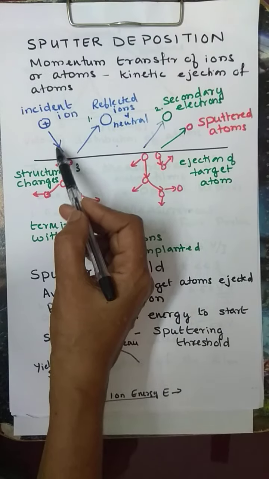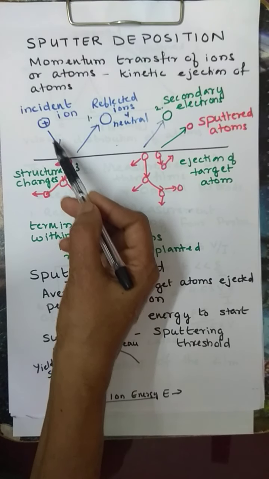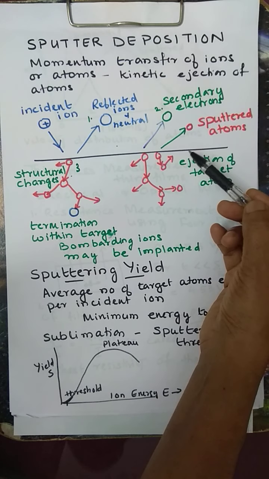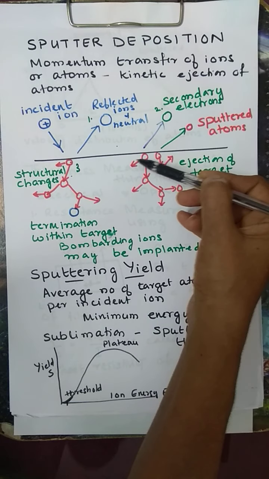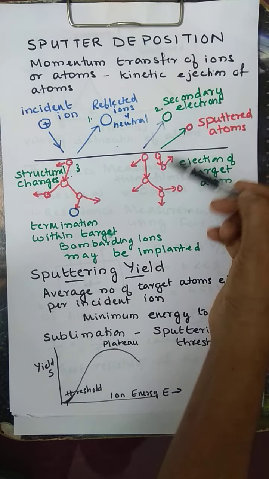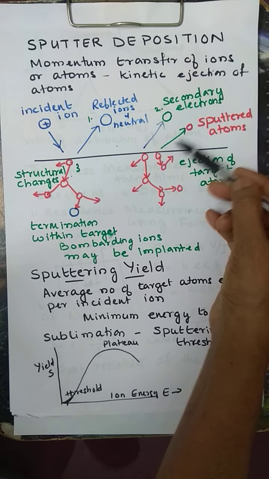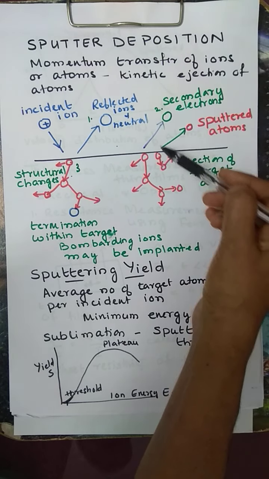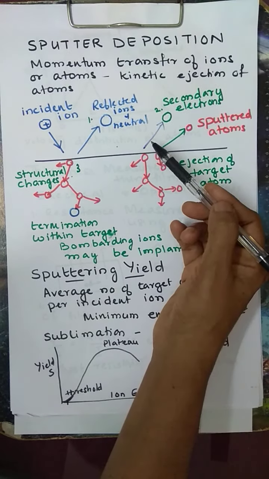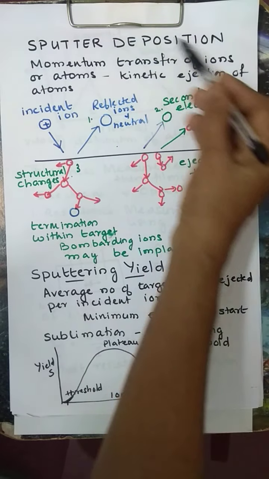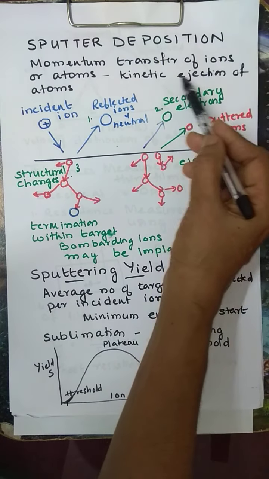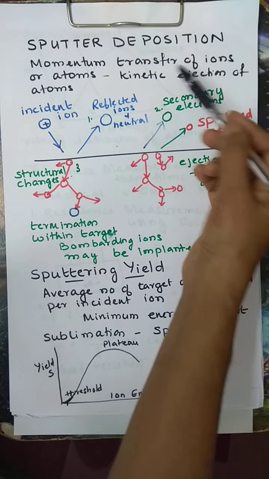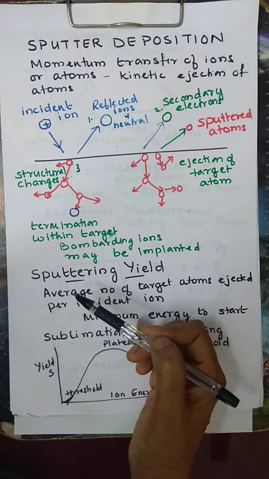Now if you slightly increase the energy of the incident ion further, it will have sufficient energy to eject atoms from the target material. These are all activities taking place very close to the surface. It will knock off the atoms from the target material, so it will come out as the sputtered atom. This sputtered atom is knocked off in all possible directions. If you enclose this in a chamber, and place a substrate somewhere over here, these atoms can go and get deposited on the substrate and thin film deposition is possible.